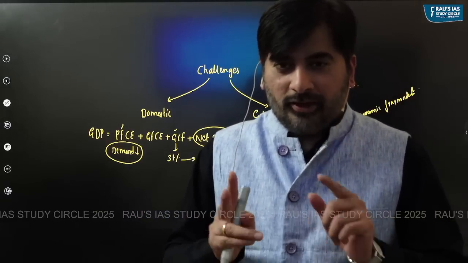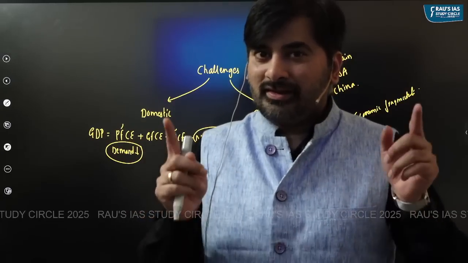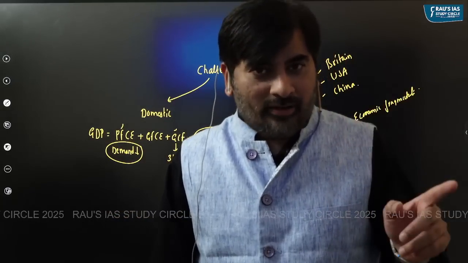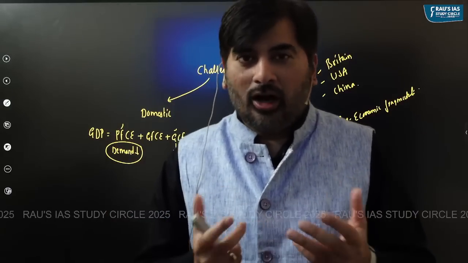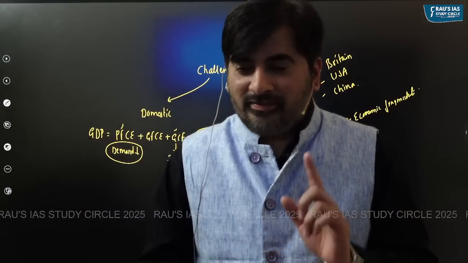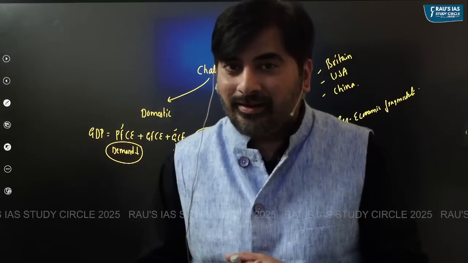So we need to fire on both the cylinders. These two cylinders are private final consumption expenditure and gross capital formation. How would you do it? And that is what the budget has done.